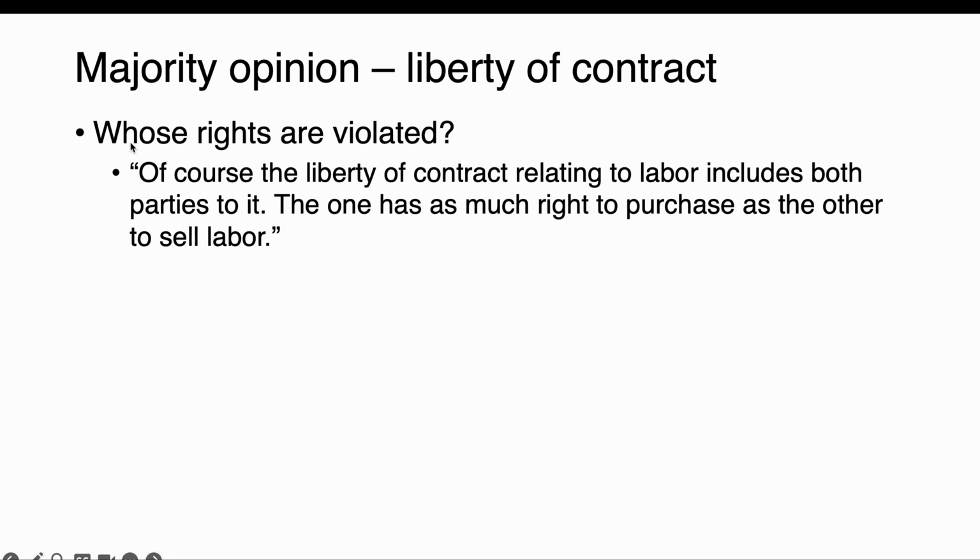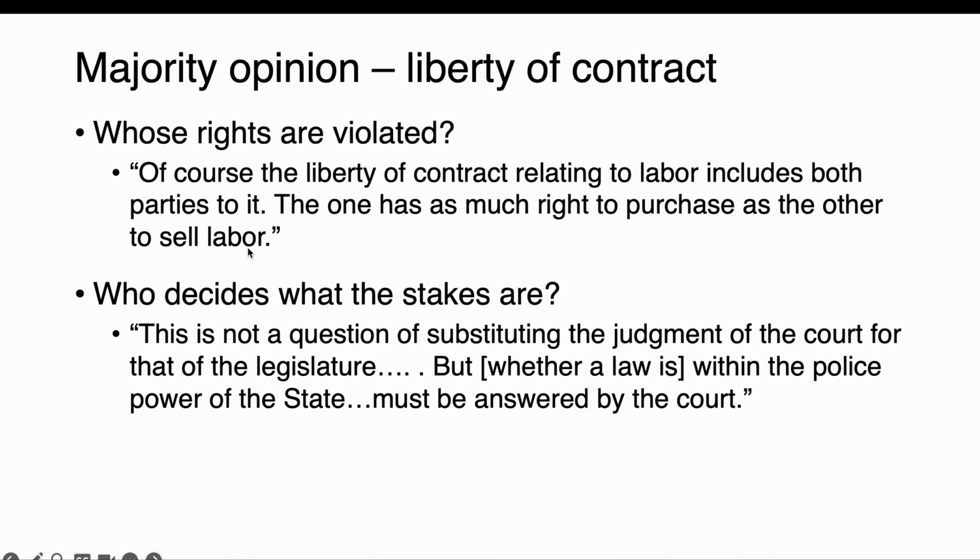So again, as I sort of hinted at in the holding, one really interesting way to understand Peckham's thinking is that the rights of Armand Schmitter are being violated just as much as the rights of Joseph Lochner, even though Lochner, as the business owner, you would assume is the one who benefits more by having workers work lots and lots and lots of hours. But nope, Peckham says, of course, the liberty of contract relating to labor includes both parties to it. The one has as much right to purchase, Lochner, as the other has to sell labor, Schmitter.